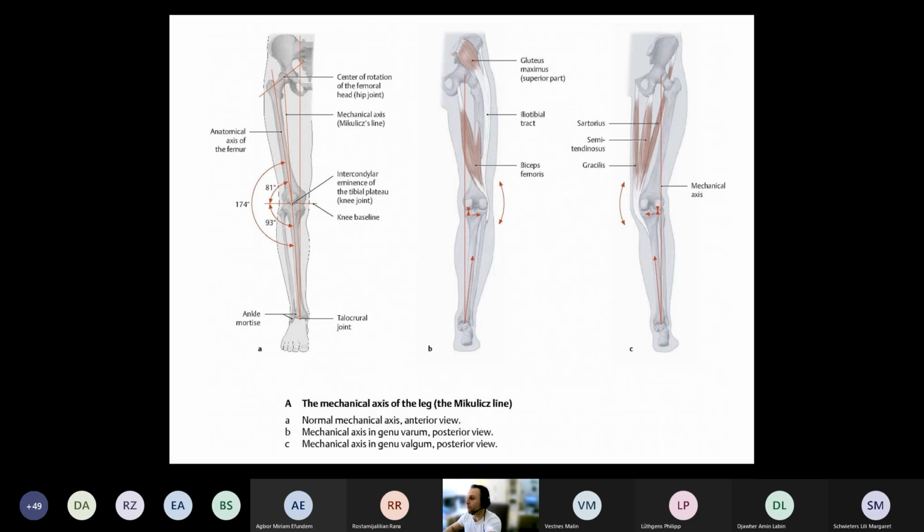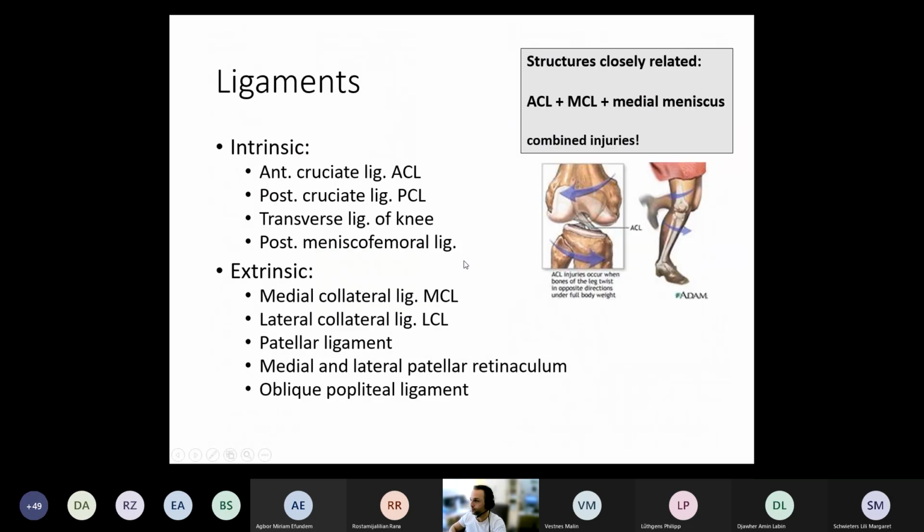And you have to keep it in mind if you do, for instance, hip replacement or any sort of operation on the lower leg, that the position and the correct angles of the knee joint have to be considered. All right. Then let's move on and summarize the ligaments.